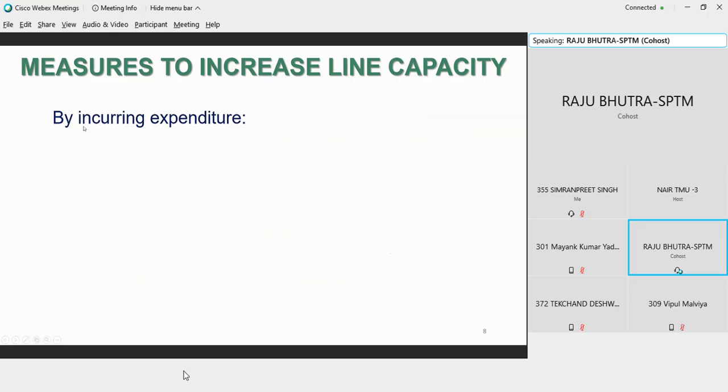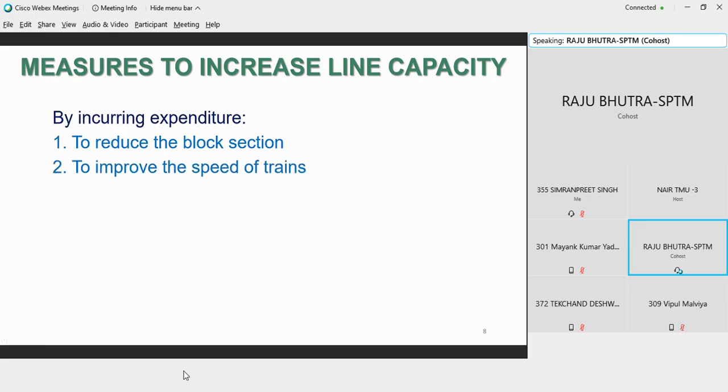Now, how can we increase the line capacity of a section? First is by incurring expenditure. Some expenditure will be involved in all these methods which we are going to discuss. So first is to reduce the block section. The critical block section has the capital time T, which is the time taken by the slowest moving goods train in the critical block section. So if we can reduce the length of critical block section, our capital T will reduce and our line capacity will increase. So by reducing the block section, we can increase the line capacity.